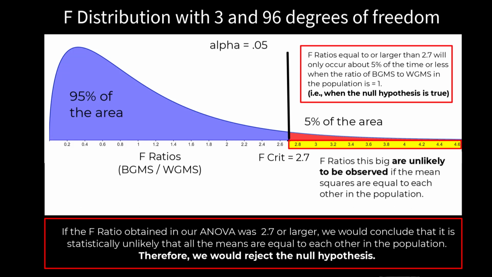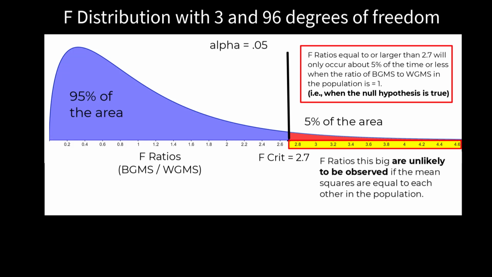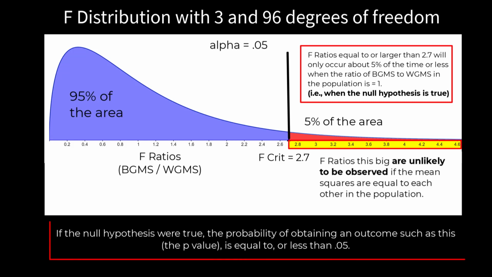Therefore, we would reject the null hypothesis in favor of the alternative hypothesis, which states that at least one of the means is not equal to the other means. In statistical terms, we would say that if the null hypothesis were true, the probability of obtaining an outcome such as this, called the p-value, is equal to or less than 0.05.